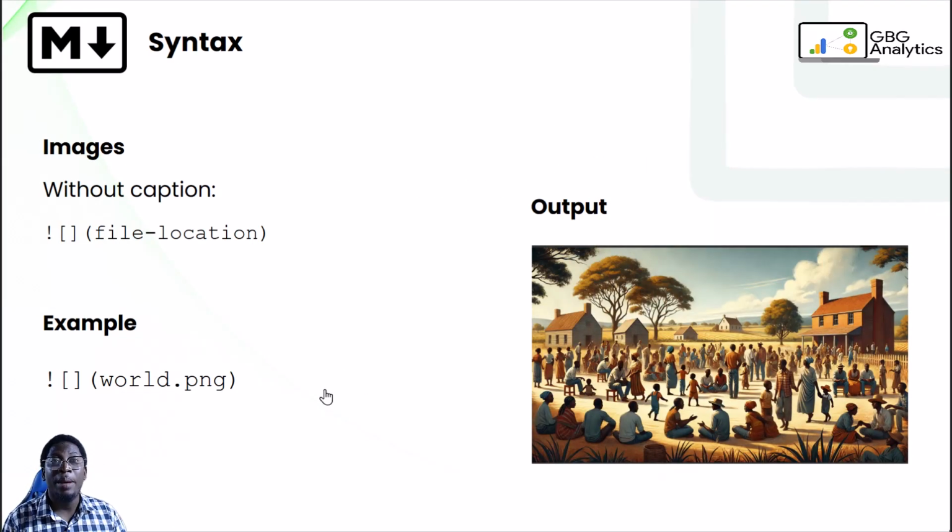You can also embed an image without a caption. In this case, you use a colon, and then in the square brackets you will not put anything, and then the path to the file. You have something like this. As you can see, this does not have any caption, and that is how to do it.